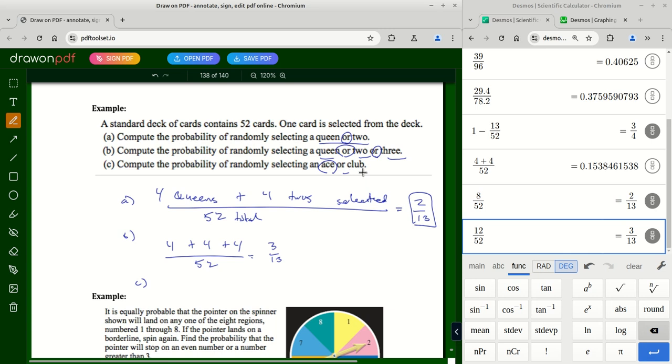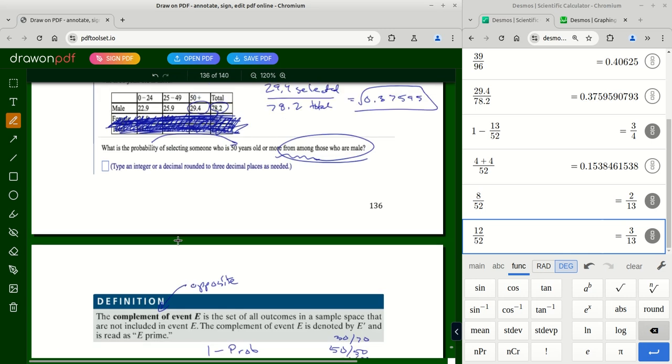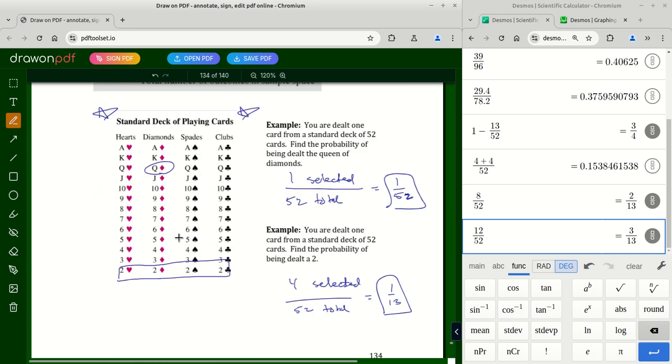The last one's different. It says ace or club. I am still adding, but I want to go and show you how this works. So ace or club, right up here. Okay, ace or club. Cool. So those are my selected. Here I had 13, and then I had 3 more.